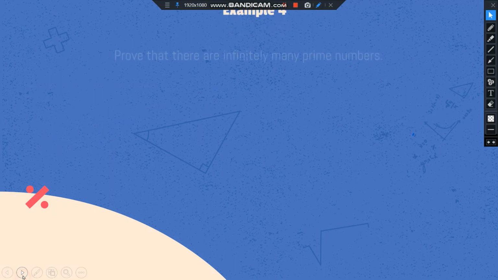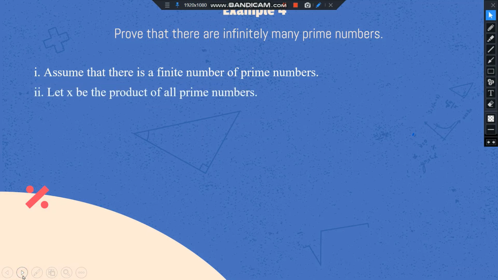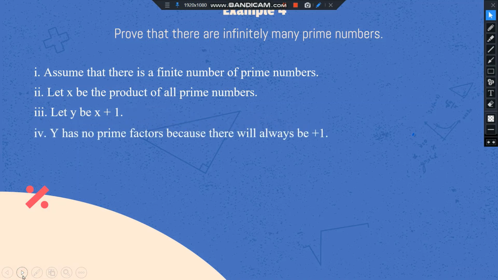Example 4. Prove that there are infinitely many prime numbers. So let's assume that there is a finite number of prime numbers. And let x be the product of all prime numbers. And then let y be equal to x plus 1. y has no prime factors because there will always be plus 1.